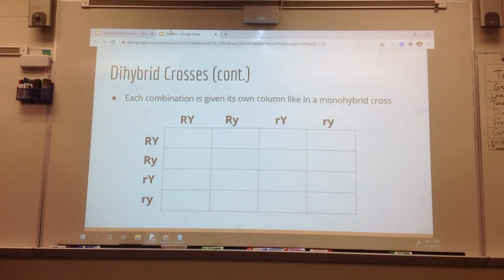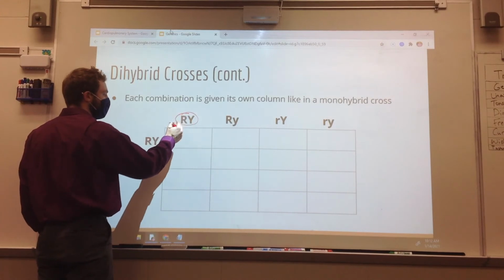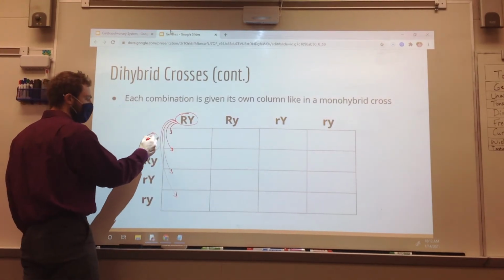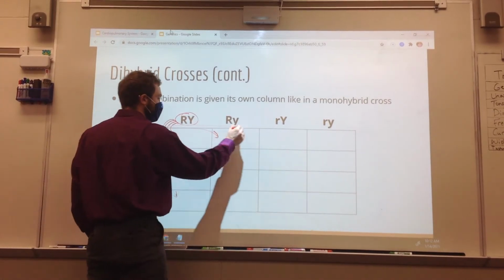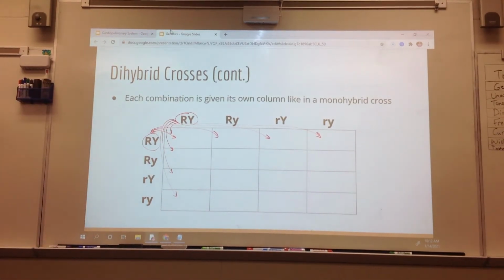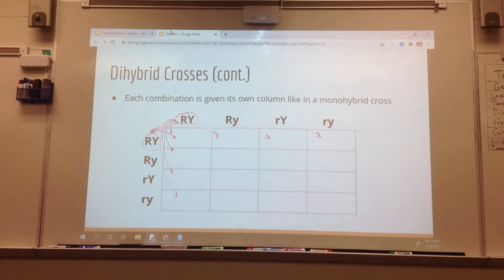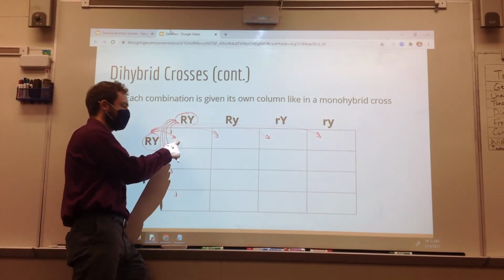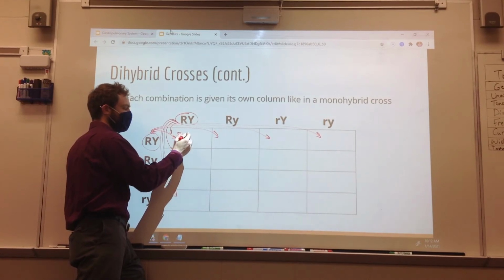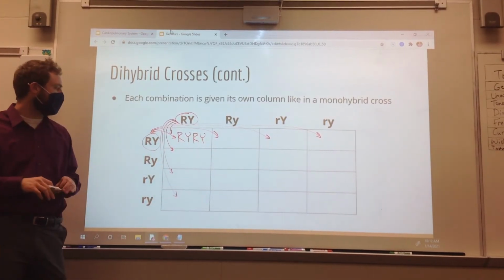Once you have your Punnett square set up, you still follow the same rules. This RY is going to go down here, and there, and there, and here. This RY is going to come across to each one. Do the same thing with each column and each row. How many letters should you get in each box? 4. So what am I going to put right here? Capital R, capital Y, capital R, capital Y.